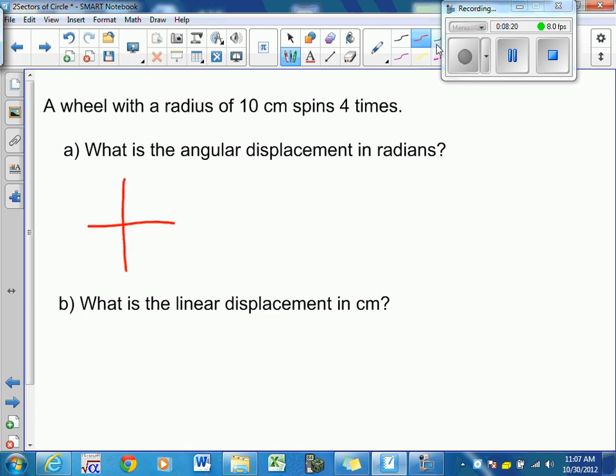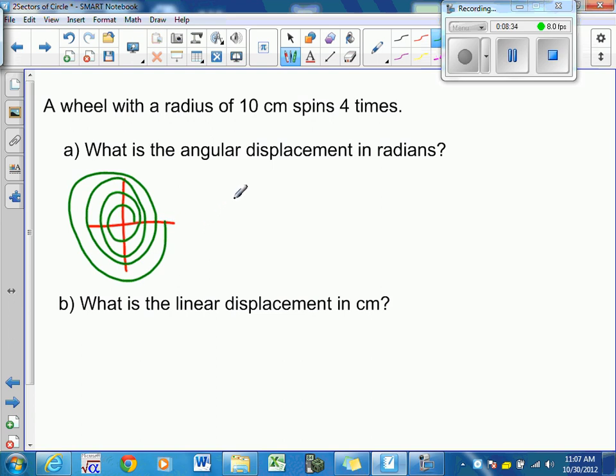So what's my angular displacement? Well, 4 times 2 pi each time around, and I get 8 pi radians. That is my angular displacement. What's my linear displacement?